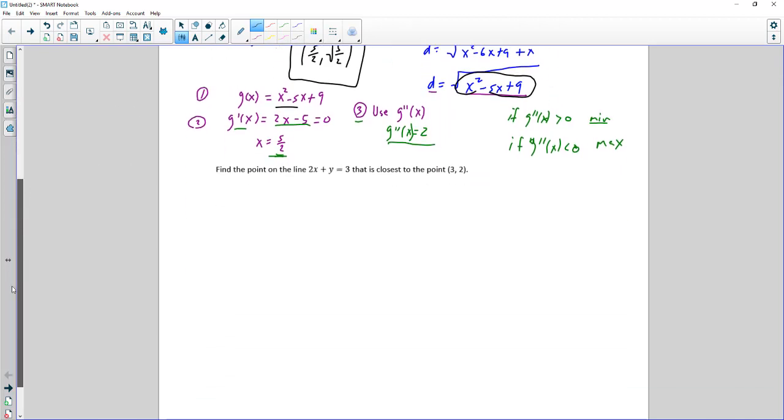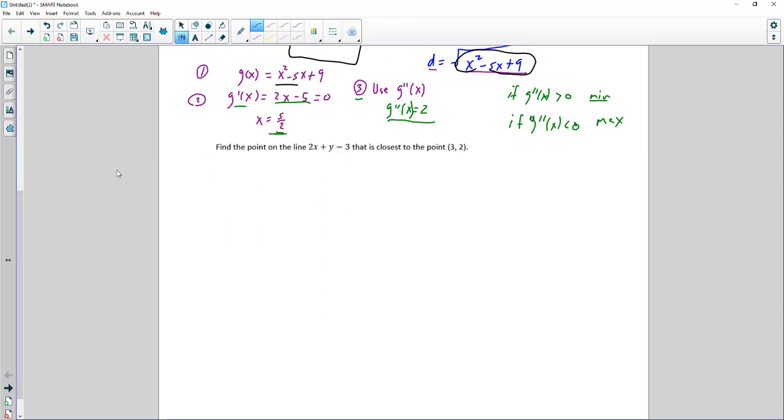Okay, this next question is probably a little more intuitive because it's just a line, and I'm going to do this two ways, because you can solve this question if you're clever without using calculus. It's possible, but I'm going to show you using calculus, and I'll show you a way where you could have avoided it. So: find the point on the line 2x plus y equals 3 that is closest to the point (3, 2). This is pretty much a similar question to the one we just did, except instead of a square root function, we have a line.